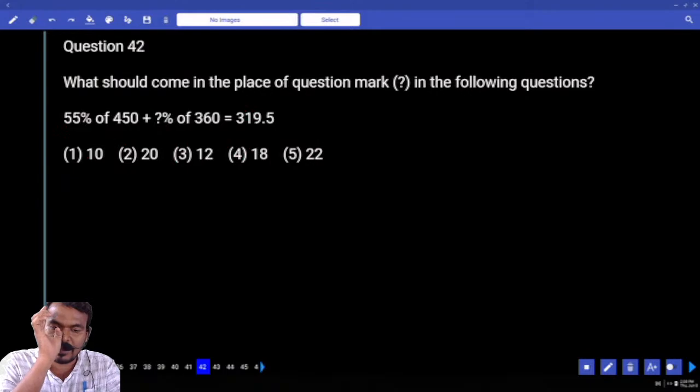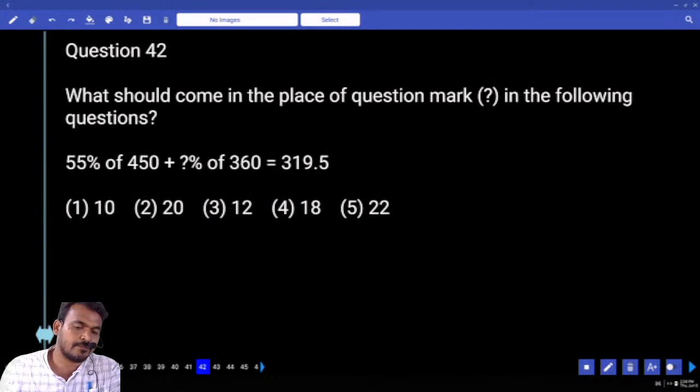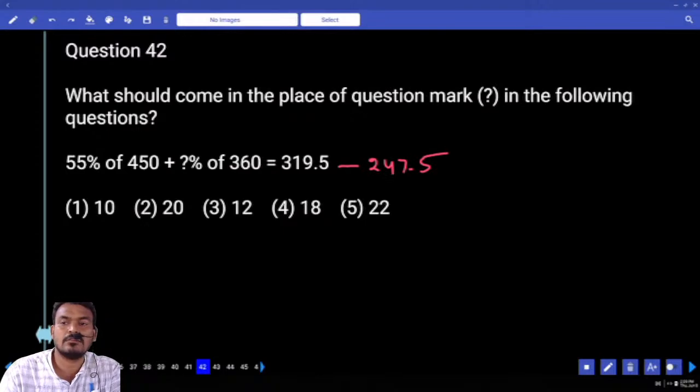Next question number 42. 55% of 450 plus what percent of 360 is equal to 319.5. First, 55% of 450: 50% plus 5%. What is the 50% value? 225. What is the 5%? 22.5. Total it is 247.5.